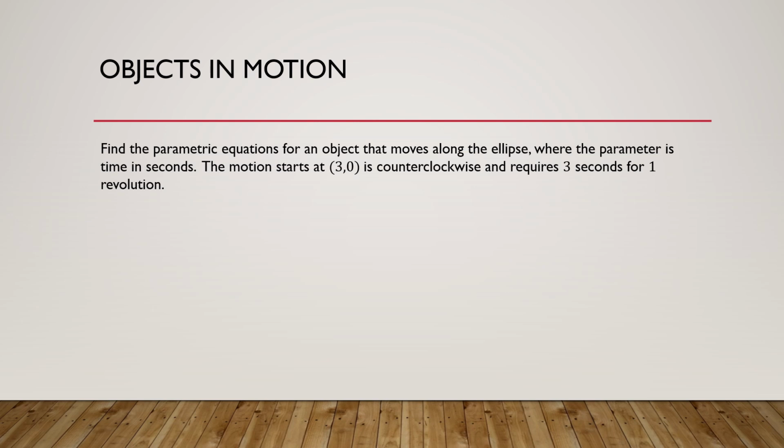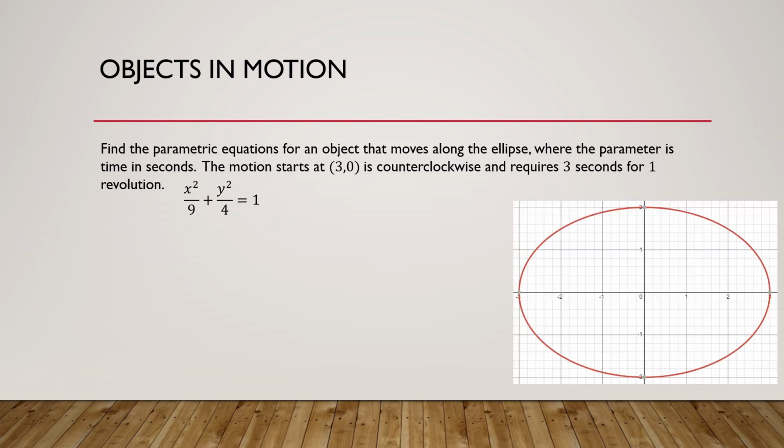Parametric equations may also be used to describe objects in motion. For example, find the parametric equations for the object that moves along the ellipse x squared over 9 plus y squared over 4 equals 1, where the parameter is time in seconds. Note the graph of the ellipse. The motion starts at (3, 0), is counterclockwise, and requires 3 seconds for one revolution. For this, we need equations where at t equals 0, x equals 3 and y equals 0.